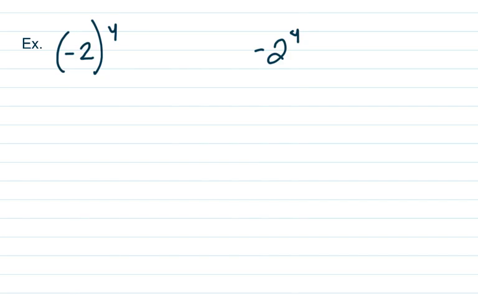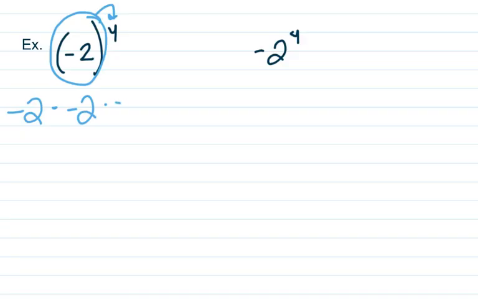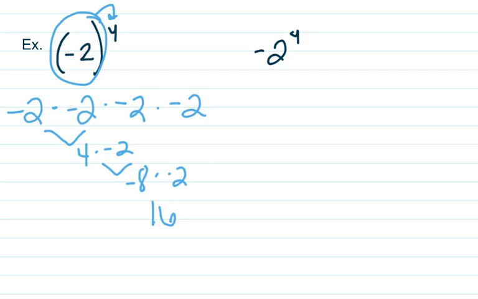This first one is saying that this whole thing is to the 4th power. So that means it's basically saying -2 times -2 times -2 times -2. Basically, the whole thing in the parentheses is multiplied by itself 4 times. A negative times a negative is a positive, times a negative is a negative, times a negative is a positive. So this answer would be a positive 16, okay?